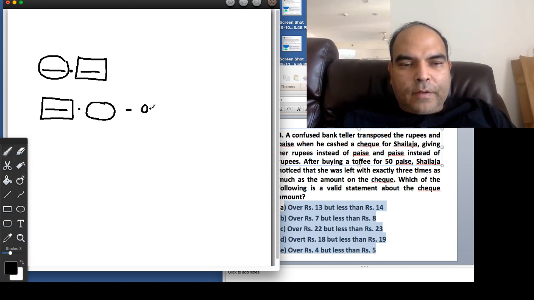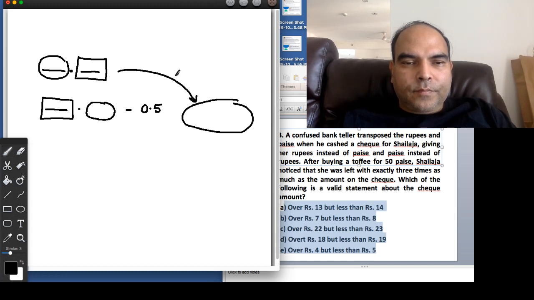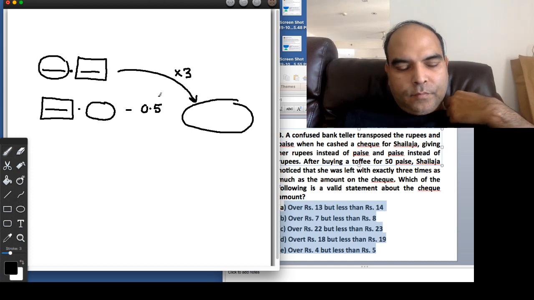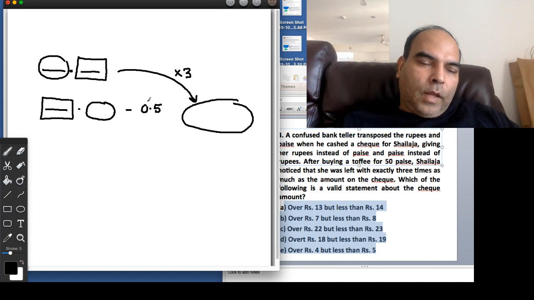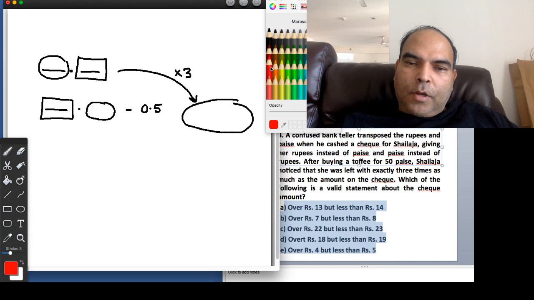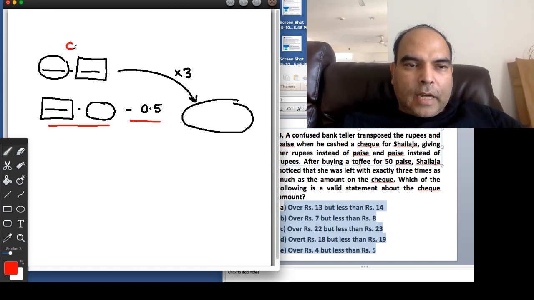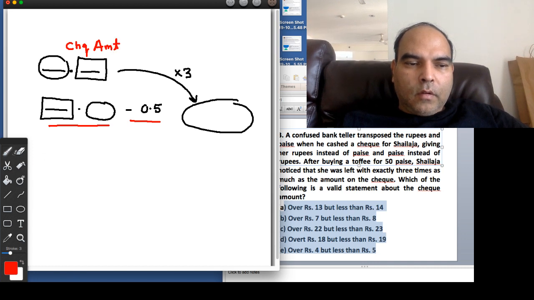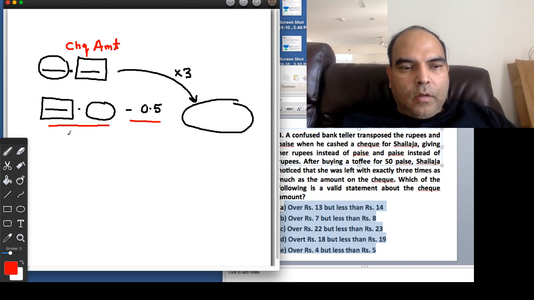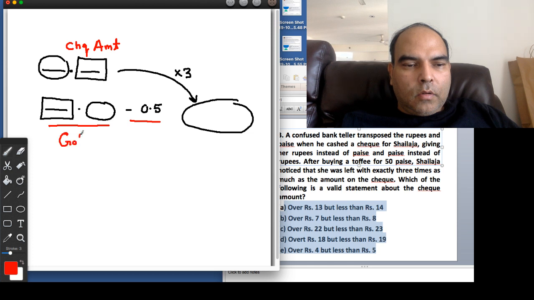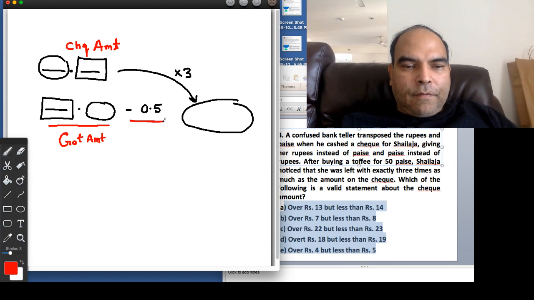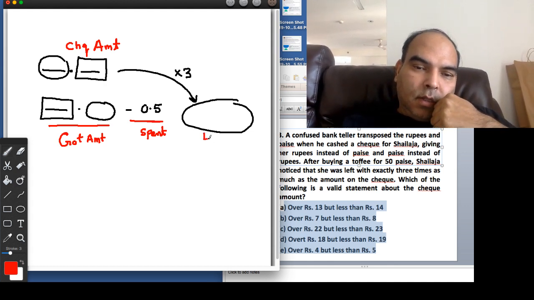And after spending 50 paise from here, the amount left was 3 times the original amount. The amount left was 3 times the original amount. So one thing that should be evident to you here is that after spending 50 paise from the amount you got, this is the check amount. This is the check amount. This is the got amount. And after spending 50 paise, this is the spent amount. This is not a variable, this is given. After spending that 50 paise, this is what you are left with.